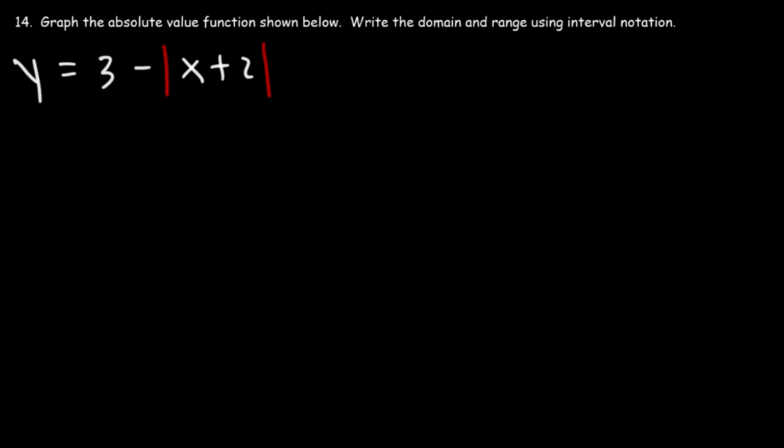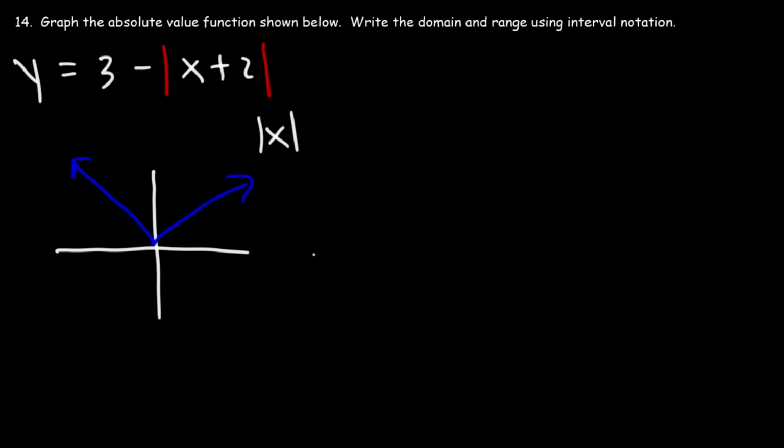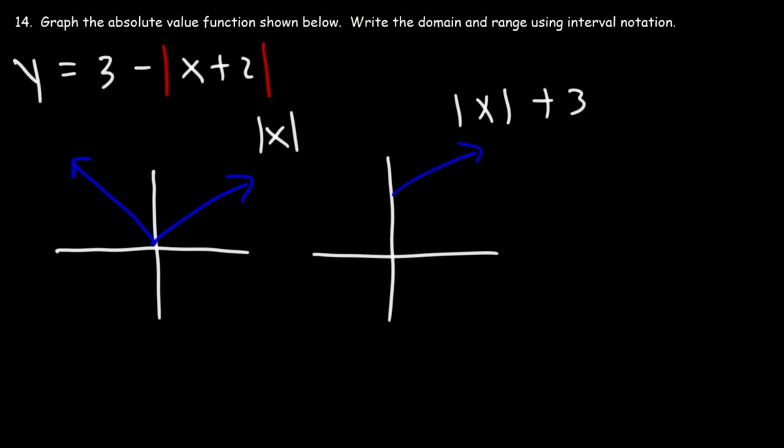14. Graph the absolute value function shown below. Write the domain and range using interval notation. So let's use transformations to do so. The absolute value of x, the parent function, it looks like this. It's basically a graph with a V shape. Now, let's say if we add 3 to it. This will shift the graph 3 units up. So it would start at positive 3.